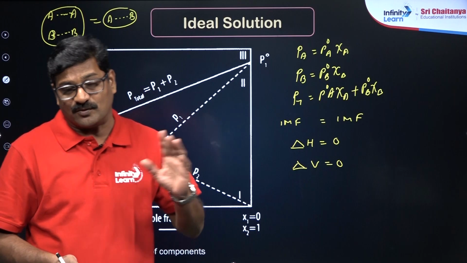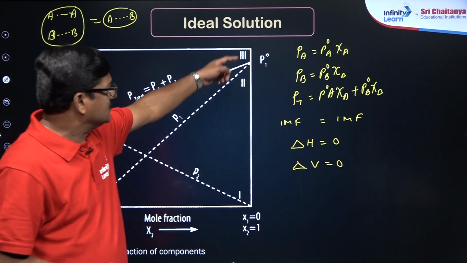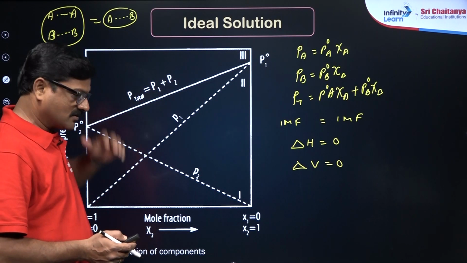Which of the following is true for an ideal solution? These are the various conditions, and this is the graph.